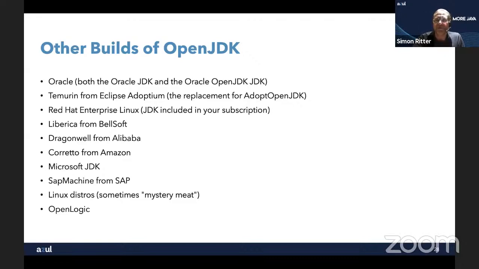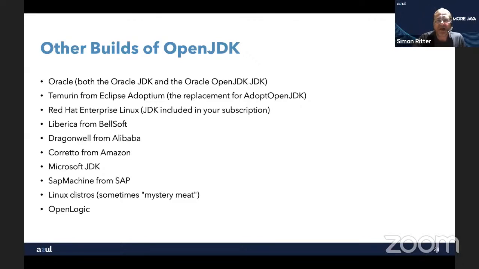Temurin is a build from the Eclipse Adoptium project, and this is the successor or replacement for the AdoptOpenJDK project that used to provide builds until July. I'm actually on the Adoptium steering committee because Azul sponsors the Eclipse Adoptium project, so we do help out with that. That's available freely. We can provide support on that. The Eclipse Foundation don't provide support in this kind of commercial way, which is just one thing to bear in mind there. Red Hat Enterprise Linux, if you're using that, you also get updates to the JDK included in your subscription, so you don't have to worry about that if you're running Red Hat.